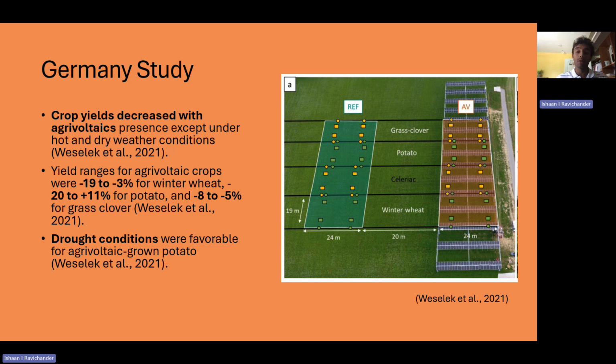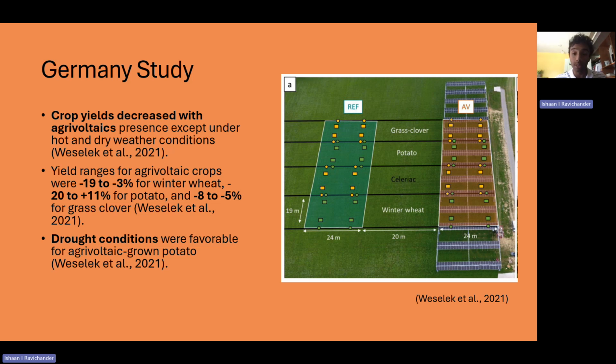Another study in Germany found that crop yields decrease with agrivoltaic presence except under hot and dry weather conditions. Yield ranges for crops cultivated under agrivoltaics were -9 to -3% for winter wheat, -20 to +11% for potato, and -8 to -5% for grass clover. This study can be seen on the right side of the screen, having a reference or control in the left part of the picture, and an agrivoltaic system on the right in order to come to these conclusions.